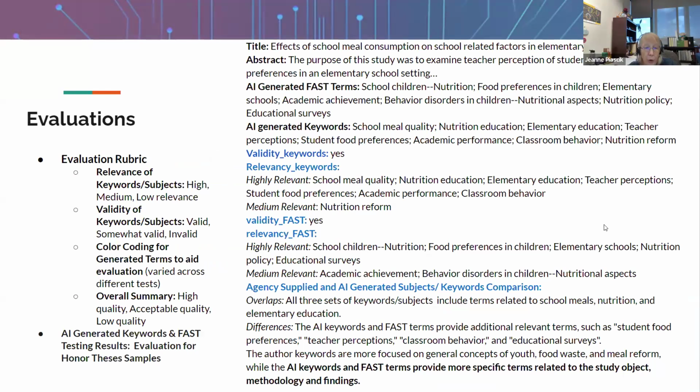Thank you, Eric. For the results, we used a rubric that measured both the relevance and the validity of the AI-generated FAST terms and keywords. For this example, effects of school meal consumption on school-related factors in elementary school-age children, both the AI-generated keywords and the FAST terms were valid and either highly relevant or medium relevant. Overall, the author keywords were more focused on general concepts, while the AI keywords and FAST terms were more related to the study object, methodology, and findings. Next slide, please.